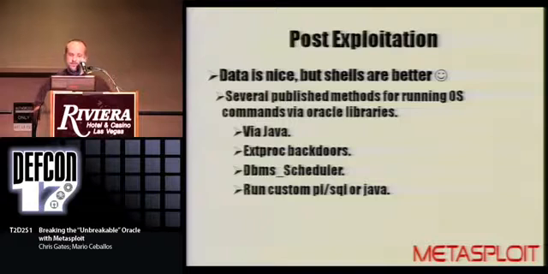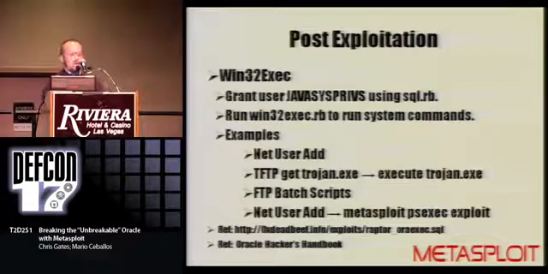So it's pretty powerful. The first one we'll talk about is Win32 exec. This is actually in the framework now. What you need to do is grant Java sysprivs to whatever user you're running as. From there, we can run the Win32 exec module to run OS commands, and that's via Java. So net user adds, you can TFTP your Trojan over, do FTP batch scripts, and I've also got a video out on the net of doing a net user add to Metasploit, and then if we're on the LAN, we can do a PS exec to a Meterpreter shell, which is pretty handy.